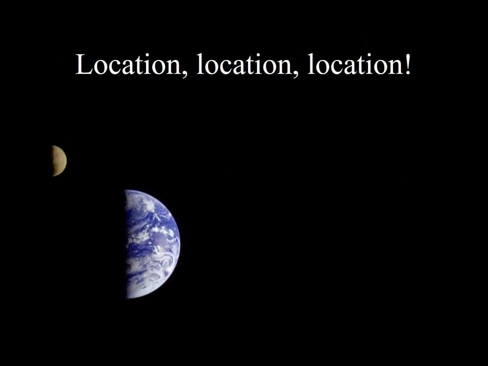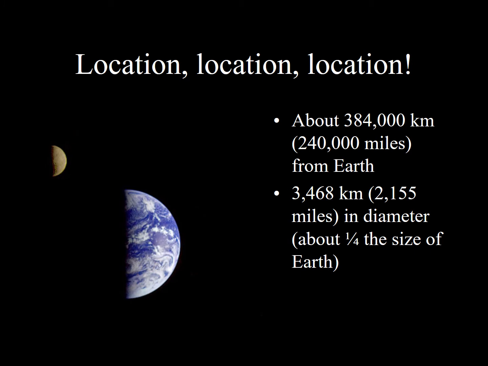The moon is about 384,000 kilometers from Earth, and about 3,468 kilometers in diameter. That's only about a quarter the size of Earth.